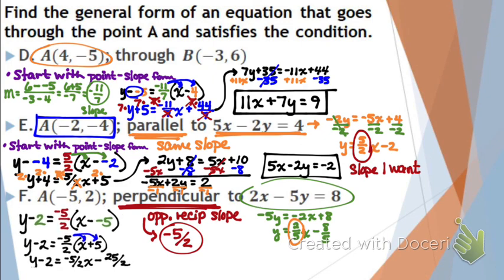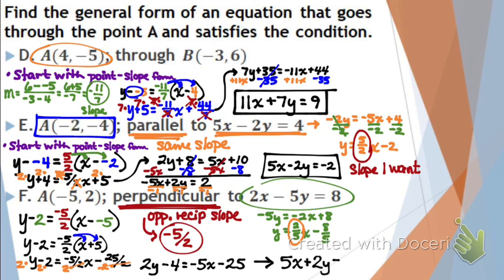Get rid of my fractions by doing what? Multiplying everybody by 2. So I have 2y minus 4 equals negative 5x minus 25. What is this going to end up like when I get the x to the other side and I add 4 to both sides? 5x plus 2y equals negative 21. There's my standard form.